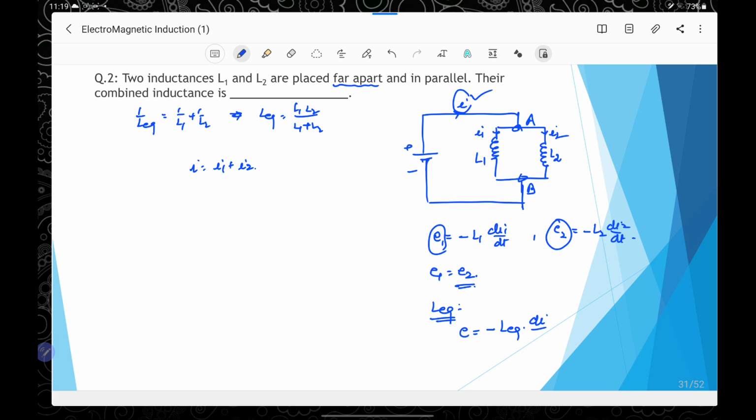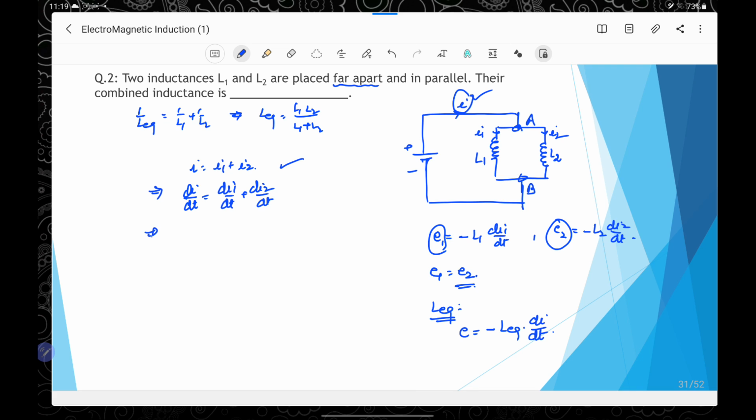And now the main current in the combination, the equivalent combination, will be I. So it is dI by dt. Therefore, I equals I1 plus I2, we know from Kirchhoff's junction rule. Differentiating with respect to time, because currents are changing with time, we can write dI by dt equals dI1 by dt plus dI2 by dt.